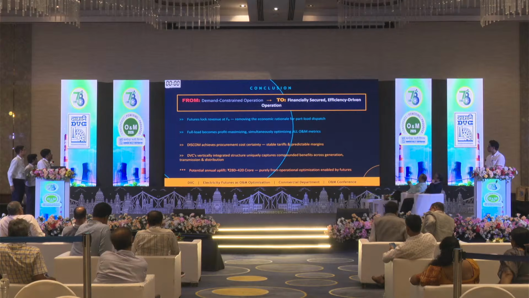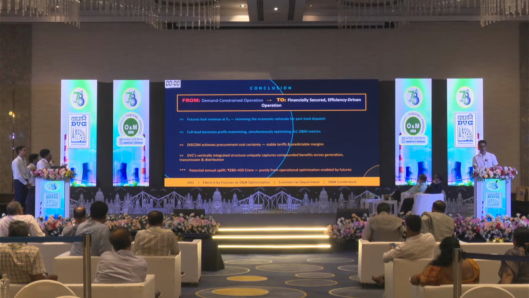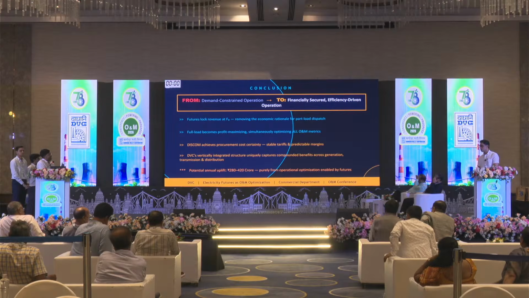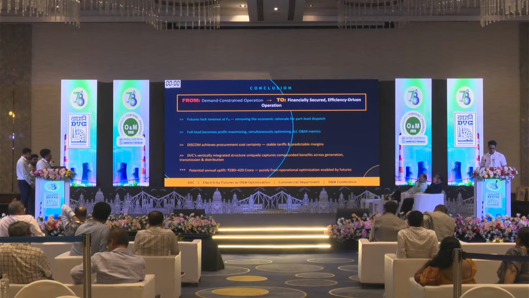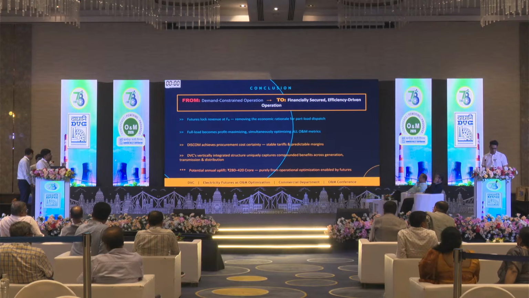The conclusion is that what we are doing now is demand-constrained operation. Operation fully depends on the demand, but now we are converting this demand-constrained operation to a financially secured, efficiency-driven operation. From this hedging and electricity futures, we will get a fixed revenue model from the generation point of view. The increase in plant load factor ultimately reduces our maintenance cost and increases our plant efficiency. From the DISCOM point of view, it will give certainty in power purchase price.